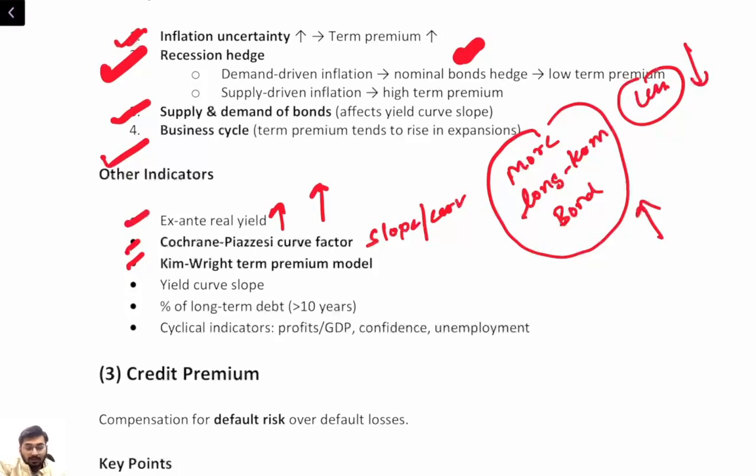Third is your Kim-Wright term premium model. So this is a three-factor model that breaks the interest rate into three components. One, expected future short-term rates. Second is your term premium, and third is your other macro factors. And this is used by the Federal Reserve, and with that they calculate the interest rate. Clear?